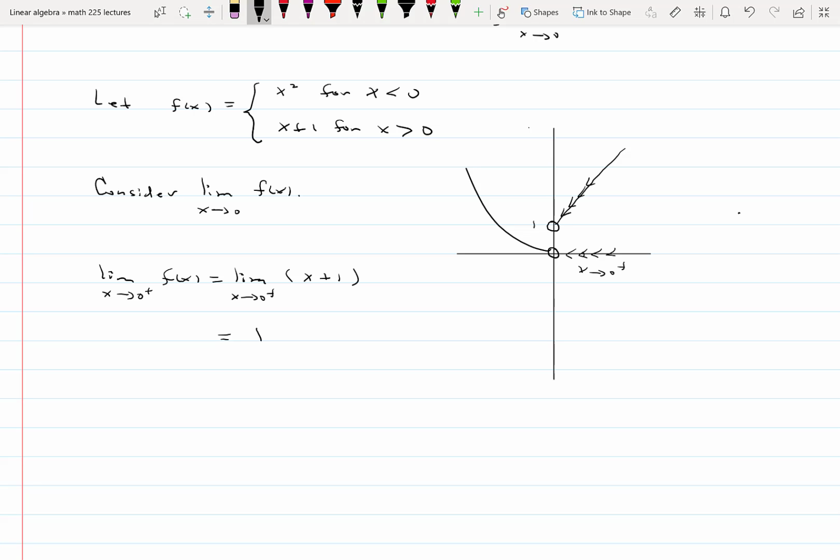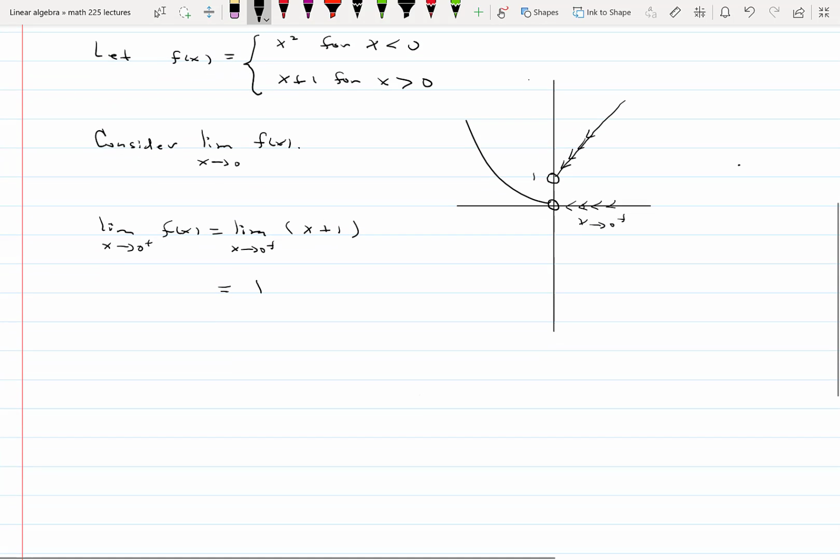Notice that that limit didn't depend on the y value at x equals 0. In fact, there is no y value at x equals 0. The limit has nothing to do with the y value at the point at which you're evaluating the limit. There is no y value in the function at x equals 0. F of 0 doesn't exist.